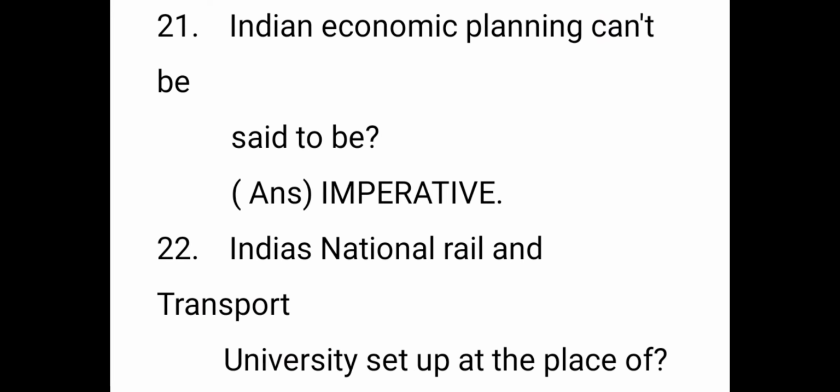The next question: Indian economic planning cannot be said to be of vital importance, crucial, and moderate action was imperative.